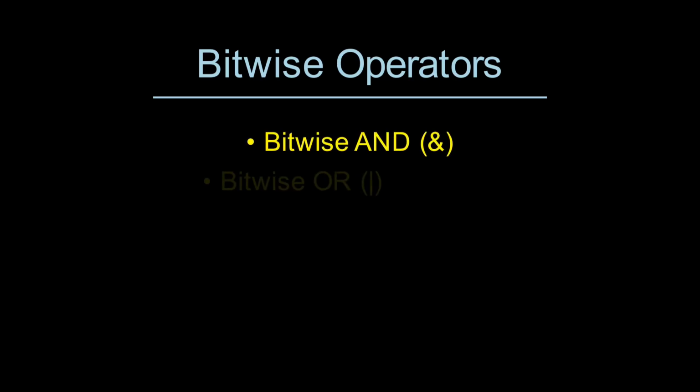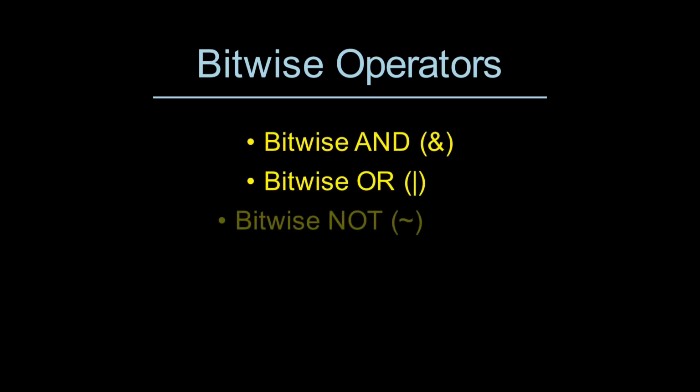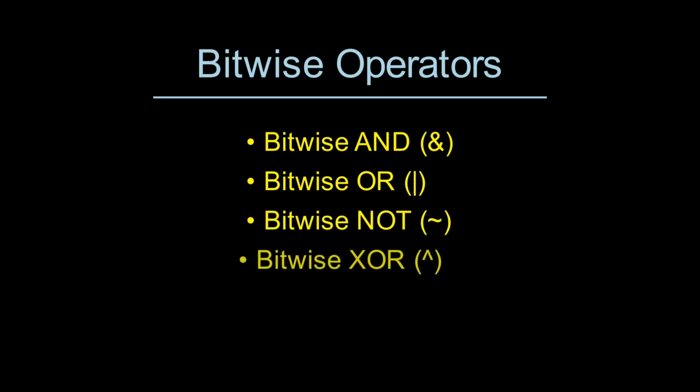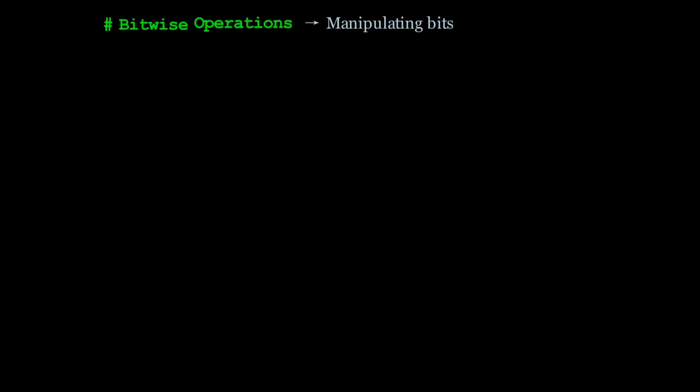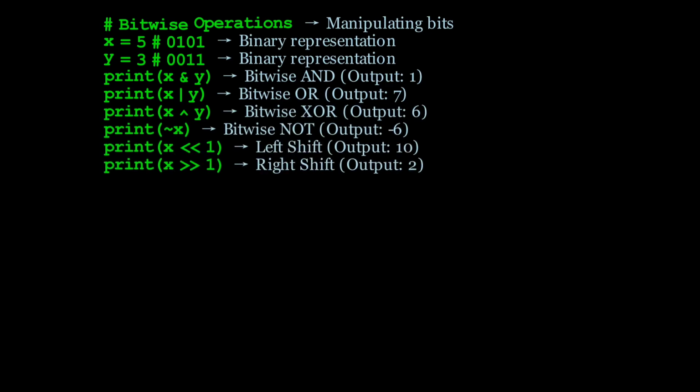Next, the bitwise operators, a powerful set of tools that work directly with the binary representation of numbers. The bitwise AND operator compares each bit position and returns 1 only if both bits are 1. The bitwise OR operator returns 1 if at least one of the compared bits is 1. And the bitwise NOT operator inverts all the bits, turning ones to zeros and vice versa. The bitwise XOR operator returns 1 only if one of the compared bits is 1. The left shift operator moves all bits to the left, adding zeros on the right. The right shift operator moves all bits to the right, dropping the rightmost bits. Go through the code for better understanding of the bitwise operators.